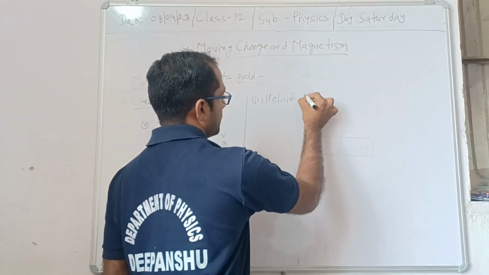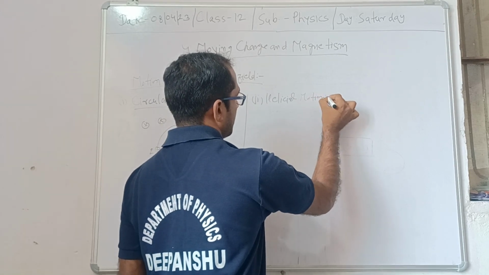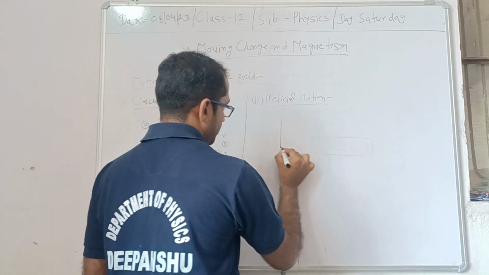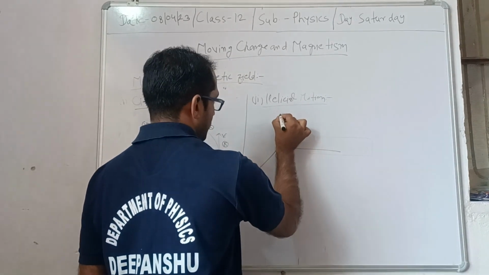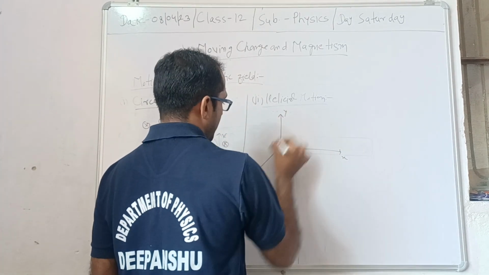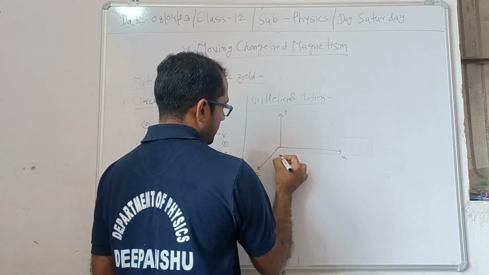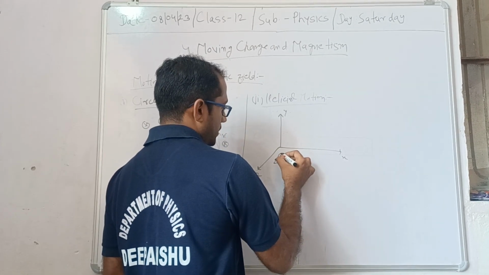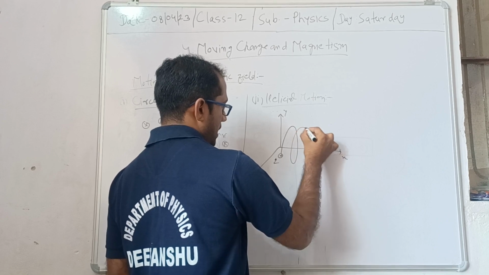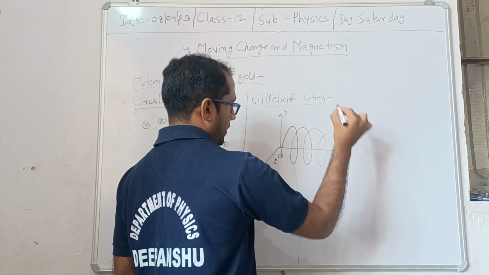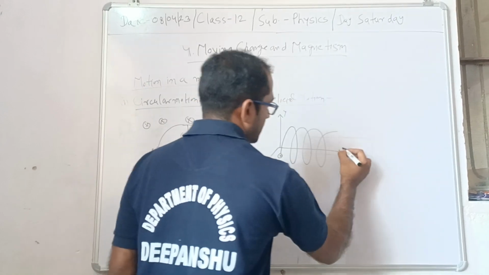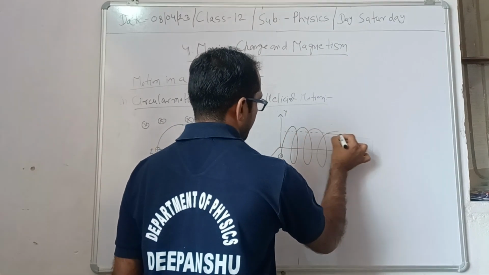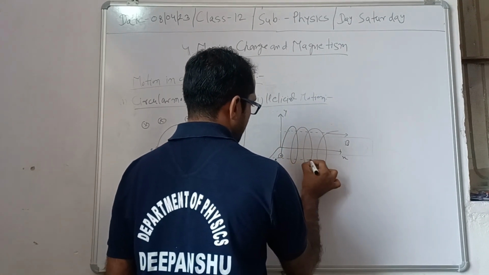Helical motion. Actually in helical motion, this is the coordinate axis, this is x, this is y and this is z. A charge +q is present here. Due to this charge, in a magnetic field the charge produces a helical path like this, and this is the direction of B, in the x direction.